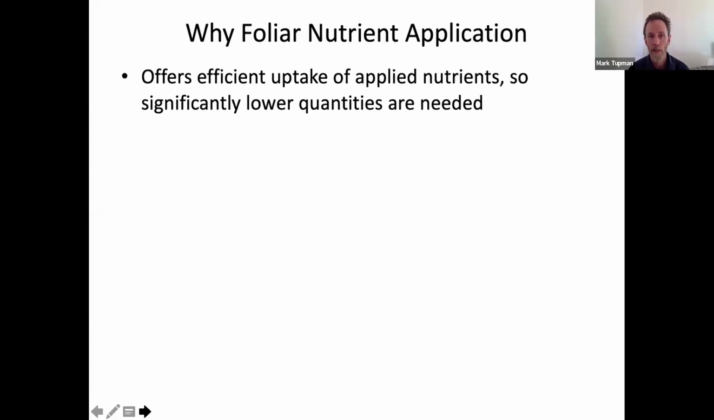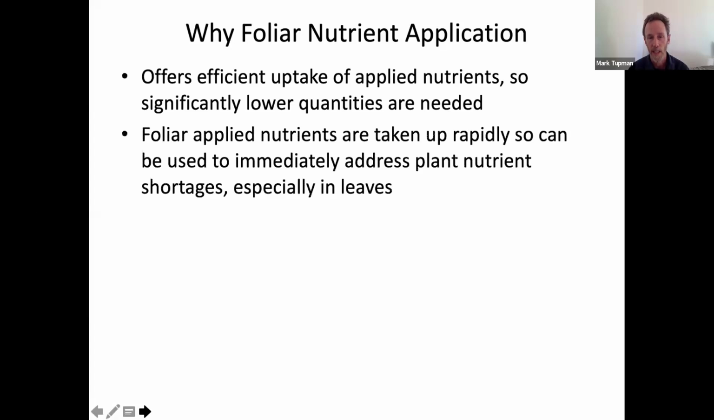With foliar nutrient application, because it's so efficient, you only have to use low quantities. So that's a bit of a bonus. Whereas you'd have to put more on the soil to get a similar sort of effect. They're also taken up, like I said, very rapidly, so they can be used to immediately address nutrient shortages.